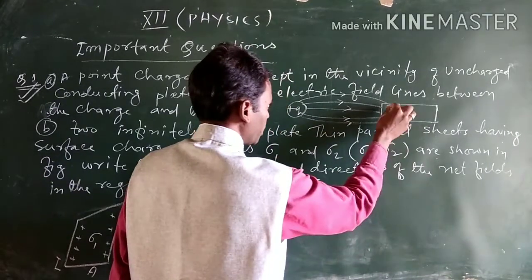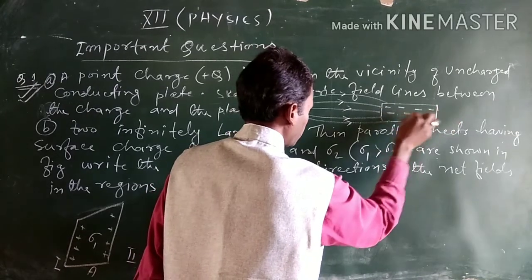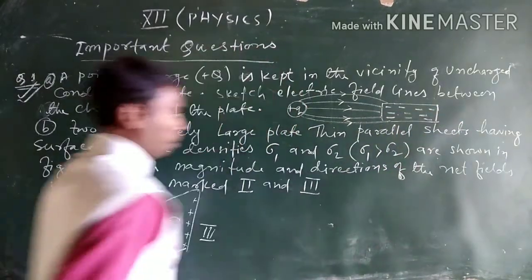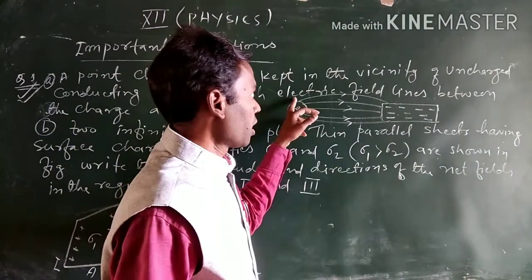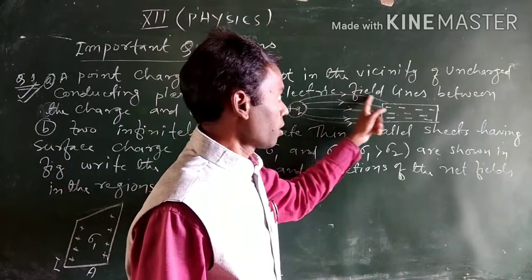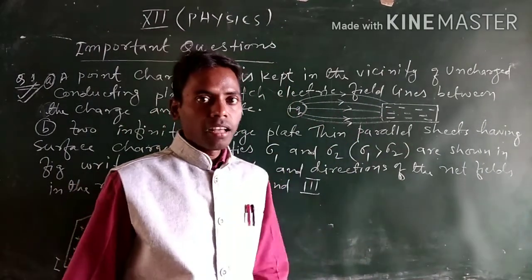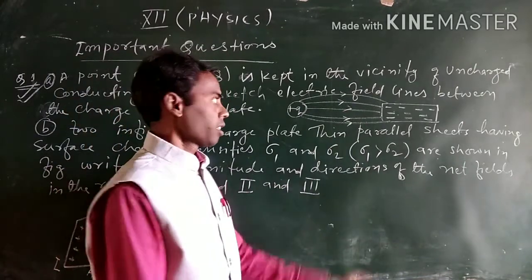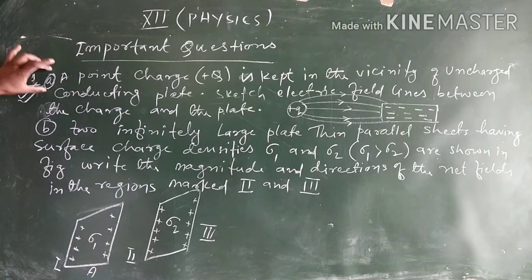That means this plate has the negative charge. Because from the positive charge, all electric field lines emerge and merge into this plate. That's why this plate has the negative charge, right? This was the number 1 question, answer of number A.